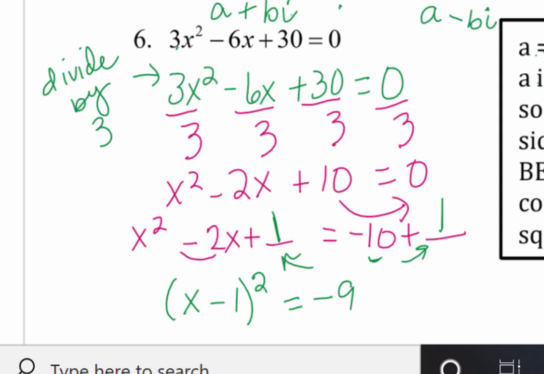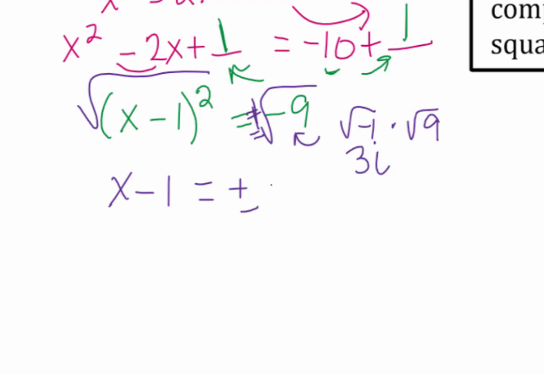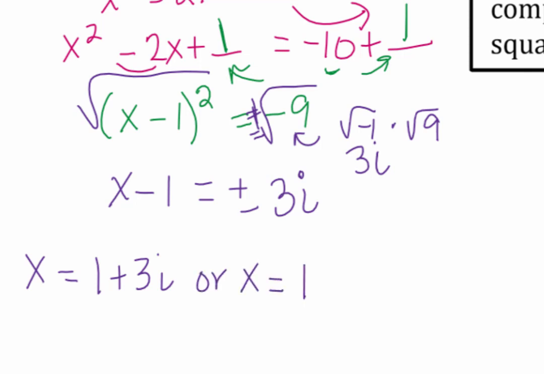Square root property. Running out of room here. Plus or minus square root of negative 9. Uh-oh, complex numbers. Okay. Square root property with a plus or minus on the right. This is x minus 1 equals plus or minus. We have to take out an i, don't we? Square root of negative 1 times square root of 9. This is i. This is 3. 3i, plus or minus 3i. And now we get x equals 1 plus 3i or x equals 1 minus 3i.